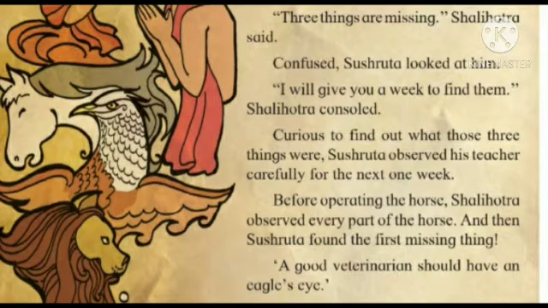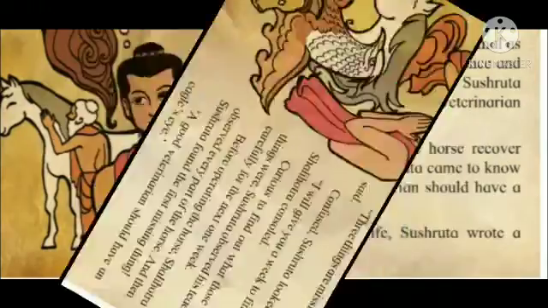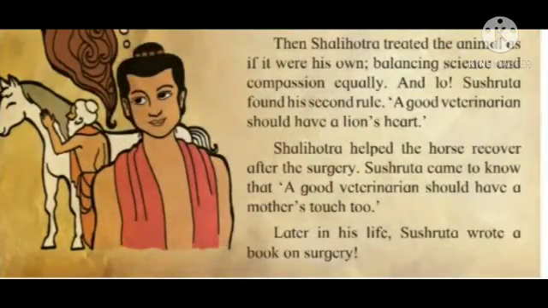Now what is meant by veterinarian? Veterinarian means a person whose job is to treat sick and injured animals. So a good veterinarian should have eagle eyes. Eagle eyes means very sharp, watchful eyes that notice all the details very carefully. So Sushruta got the first missing thing: a good veterinarian should have eagle eyes. Let's move to the next paragraph.